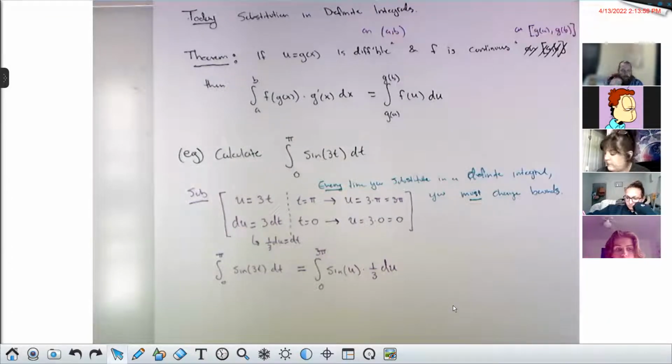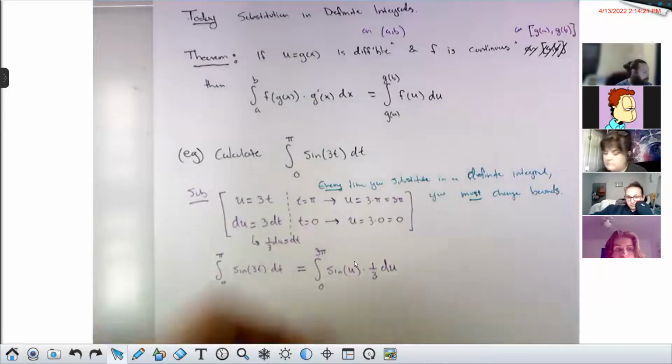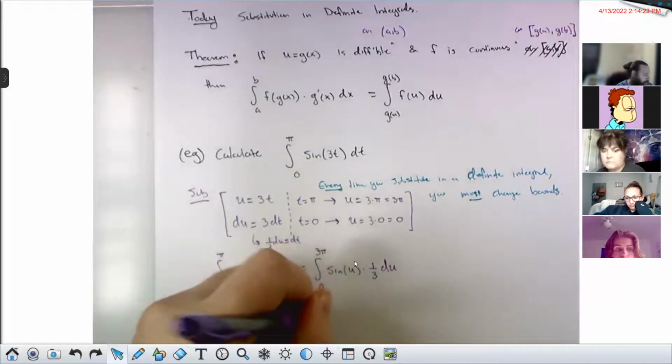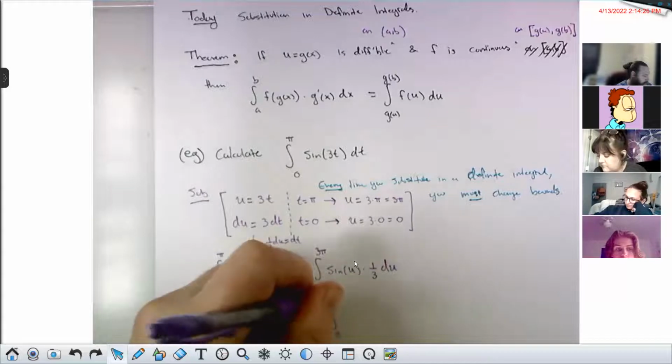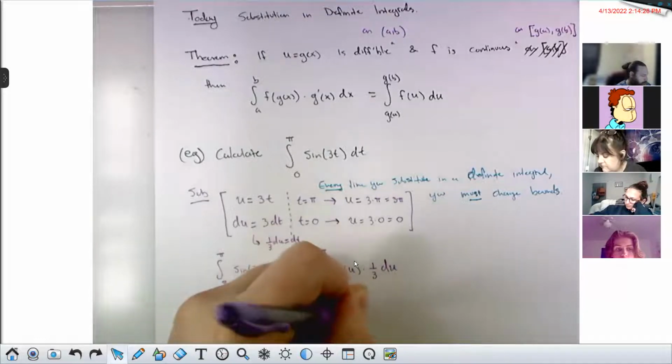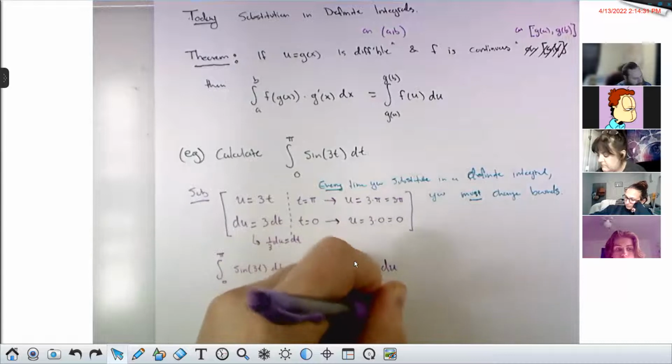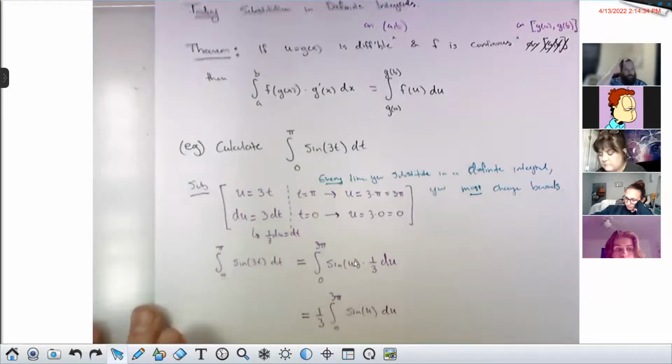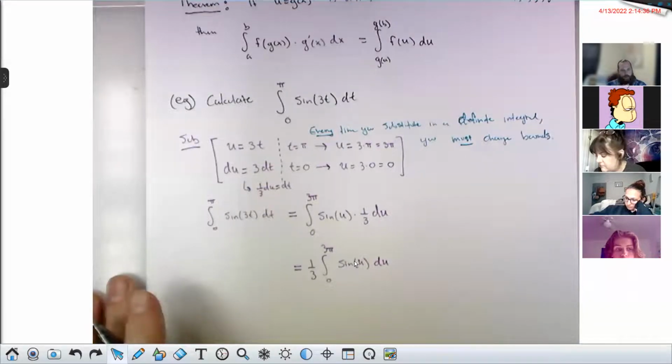Now remember, we talked about a few ways to handle the differential. You can either solve for the original differential and just plug in, or you can try to manipulate the integrand to get whatever's here to show up here. So I could multiply by 3/3 and then say the 3 dt is du, leaving the 3 downstairs. Either way is fine. The 1/3 is a constant factor. So I'm just left with 1/3 integral from 0 to 3 pi of sine of u du.